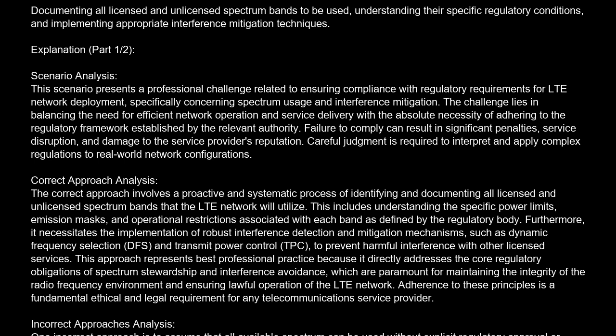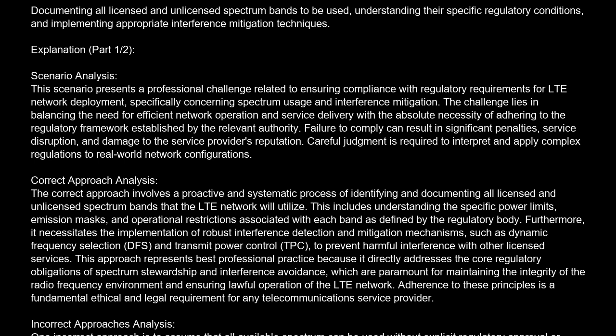Correct approach analysis. The correct approach involves a proactive and systematic process of identifying and documenting all licensed and unlicensed spectrum bands that the LTE network will utilize. This includes understanding the specific power limits, emission masks, and operational restrictions associated with each band as defined by the regulatory body. Furthermore, it necessitates the implementation of robust interference detection and mitigation mechanisms, such as dynamic frequency selection, DFS, and transmit power control, TPC, to prevent harmful interference with other licensed services.